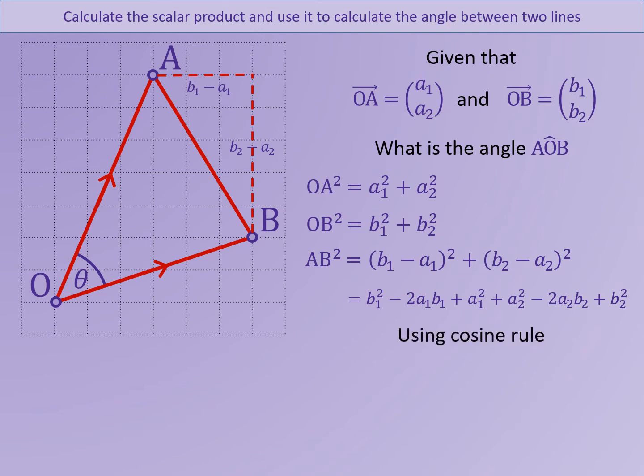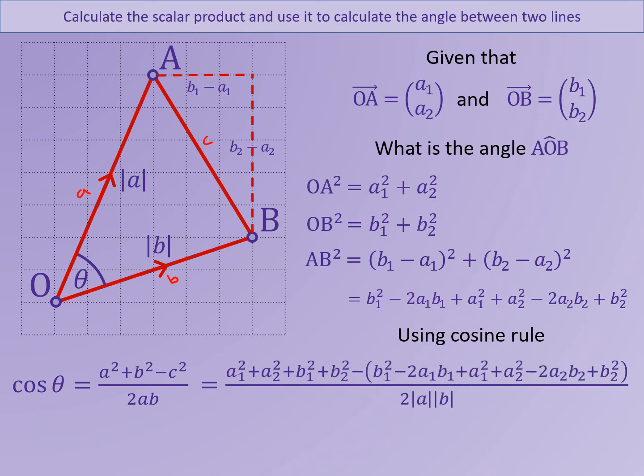I'm now going to use the cosine rule. So again, we're using this version of the cosine rule. In terms of how the sides are labelled here, we're calling this side A, this side B, and this side C. In terms of the cosine rule here, we also have the magnitudes A and B.